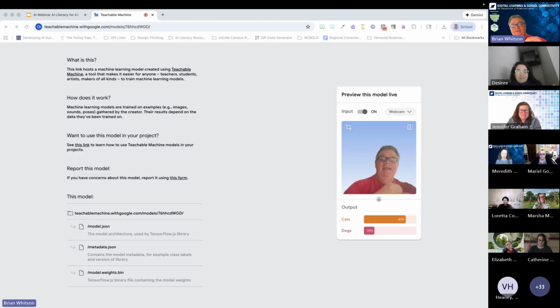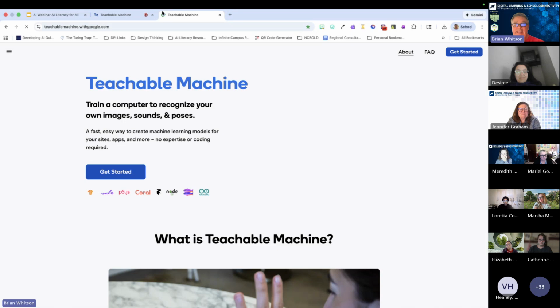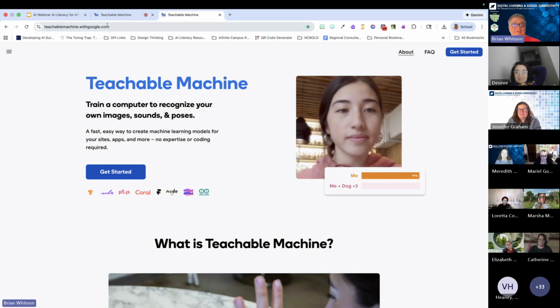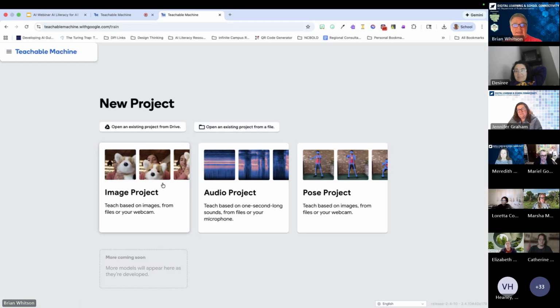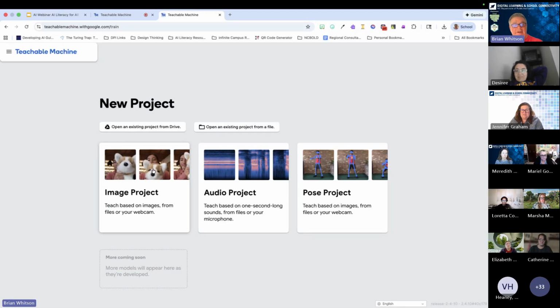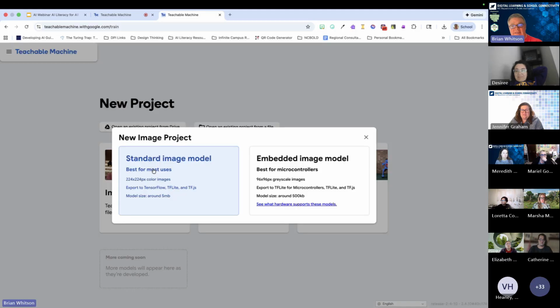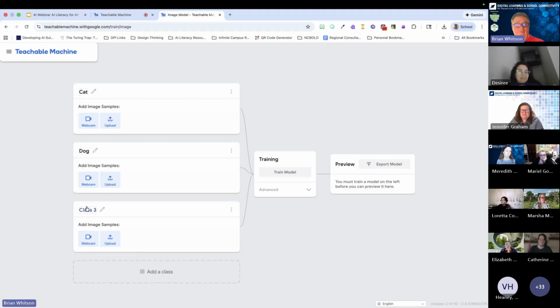But the question is, if we look at the data, and now I'm going to show you how we train the data because I think that's important. You'll just go to the regular, just Google Teachable Machine. And what we'll do is I'm just going to come in here and do an image project, standard model, and I'm going to classify the two classes. Marcia, I can add a third class if I wanted. I'm not going to do that.